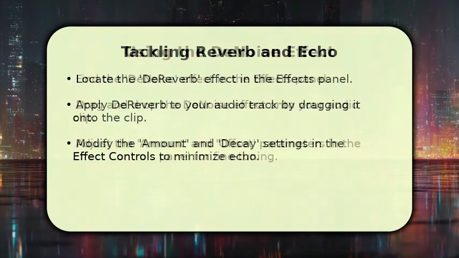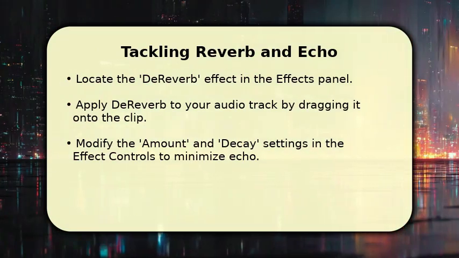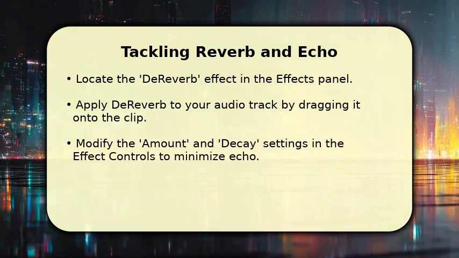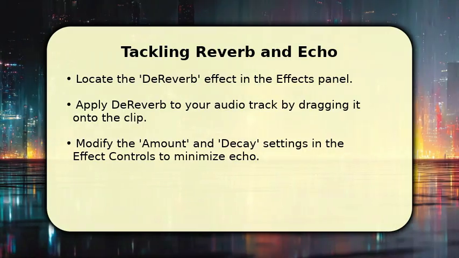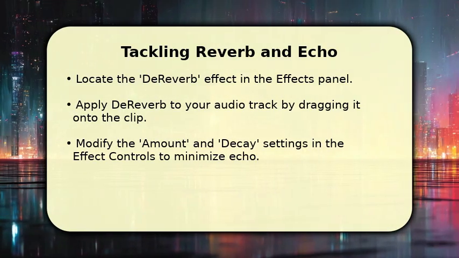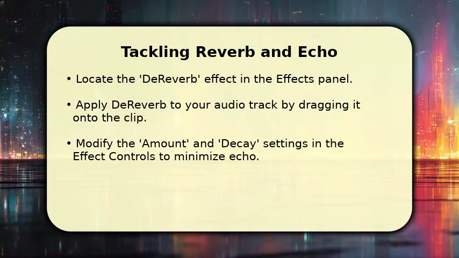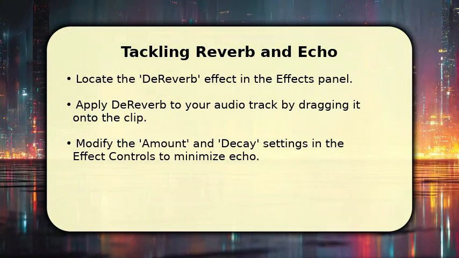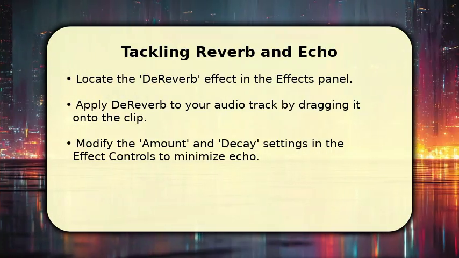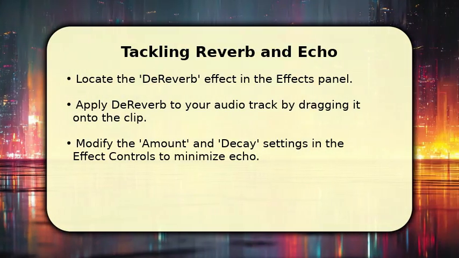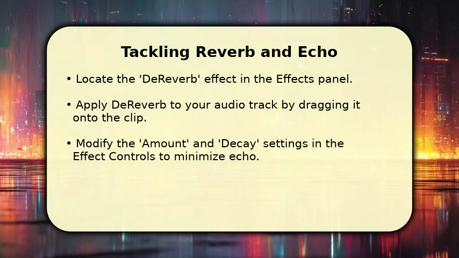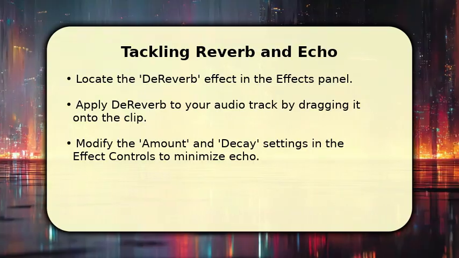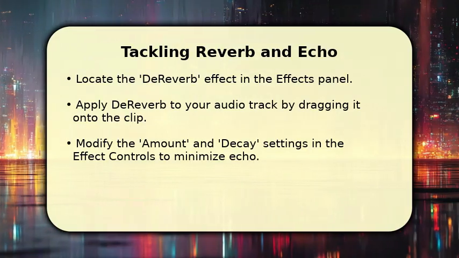If your audio suffers from echo or room reverb, the de-reverb effect is your best friend. Just like denoise, locate de-reverb in the Effects panel and apply it to your problematic audio clip. In the Effect Controls, you'll see amount and decay sliders. Begin by setting the amount to around 15 to 25%. The decay parameter helps control how quickly the reverb fades, so adjust it carefully to achieve a natural-sounding result without making your audio sound too dry.